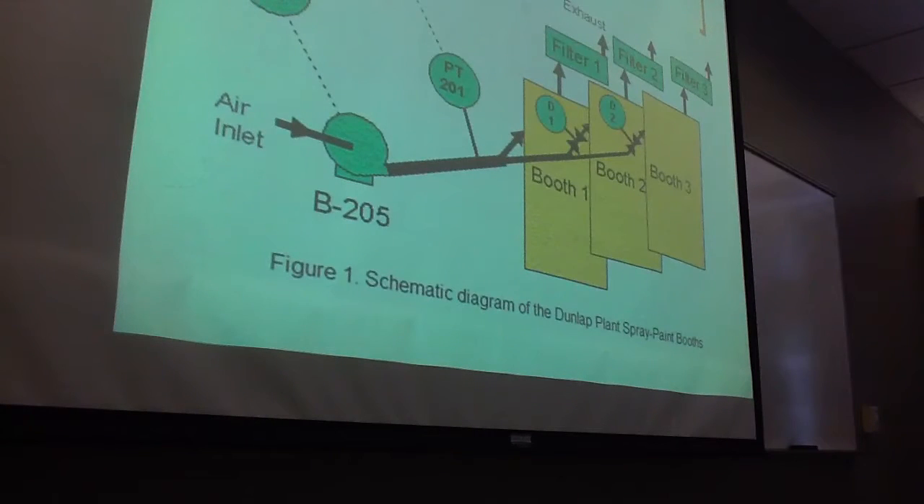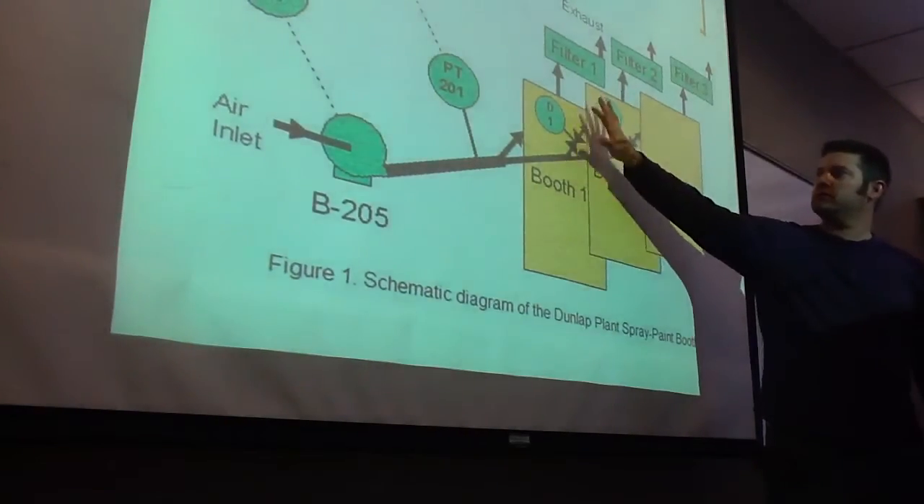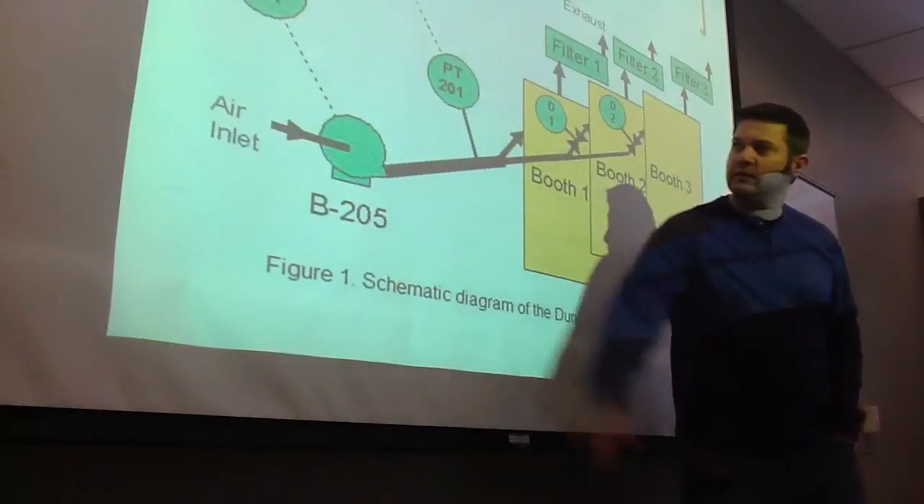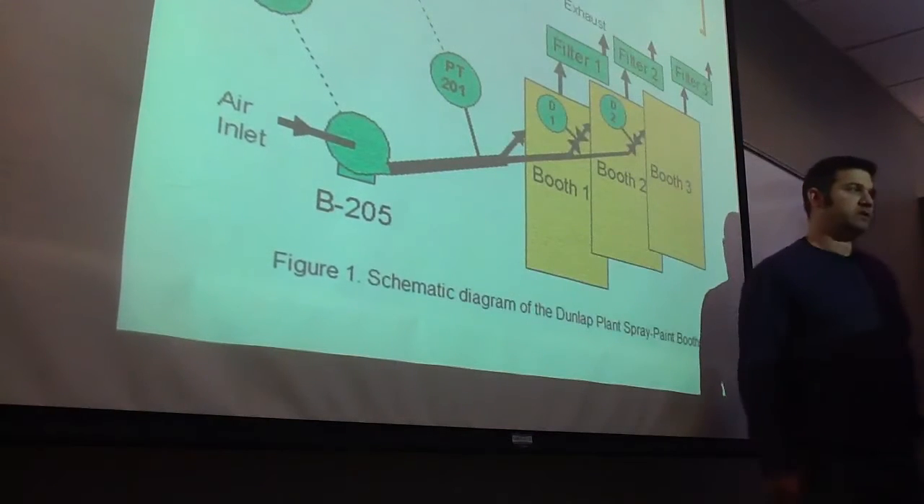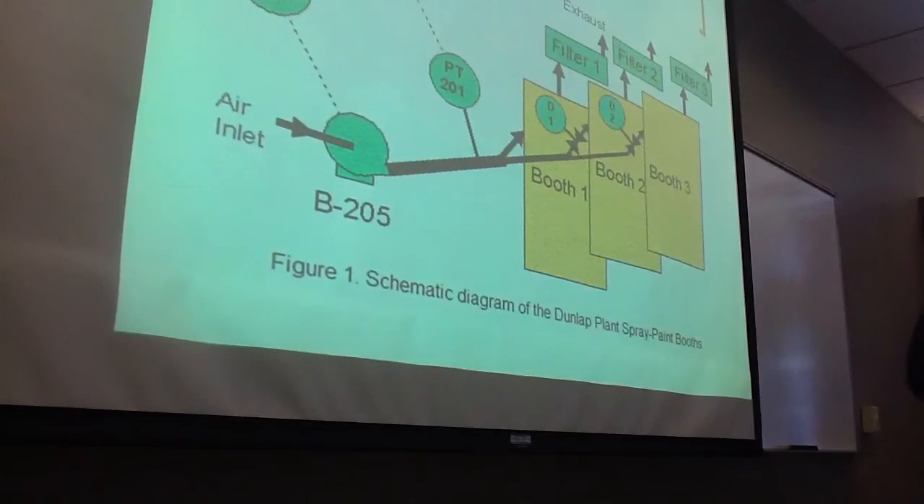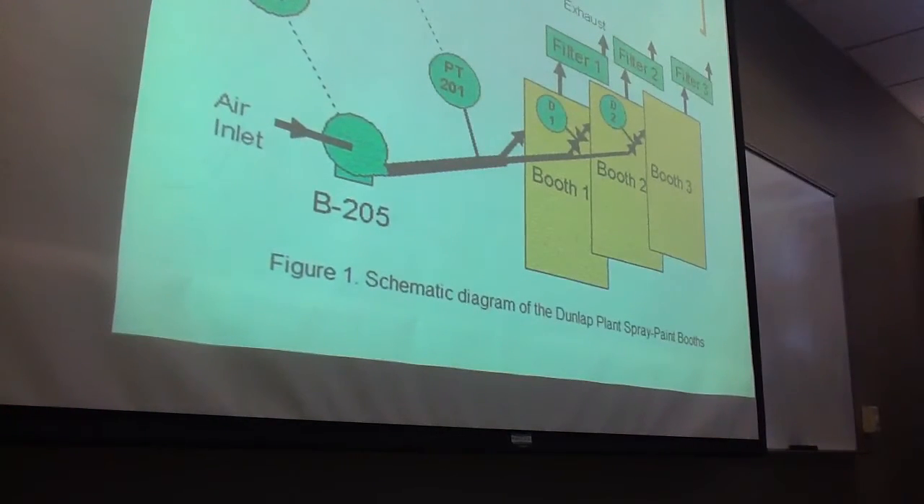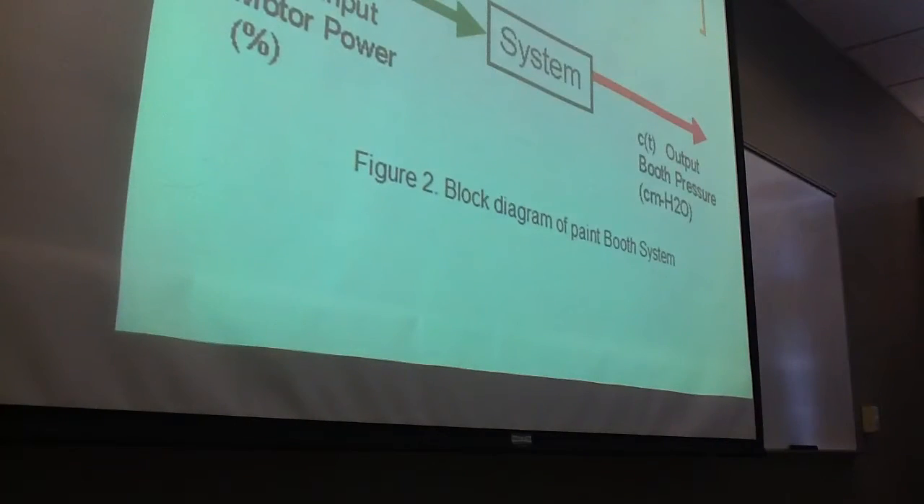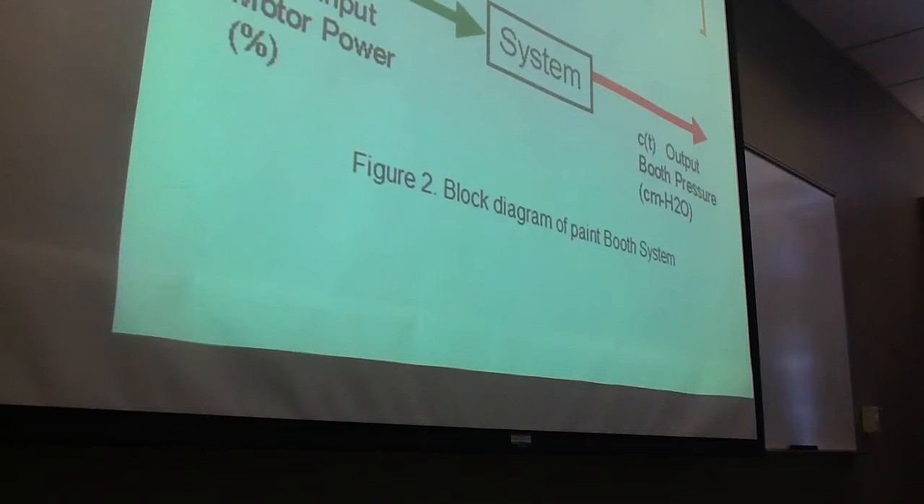So this is our spray booth system. In our system, dampers 1 and 2 are closed the whole time. The power is adjusted here, and that gives us a pressure in centimeters of water. So we have the input, which is the motor power, and the output, which is the centimeters of H2O.